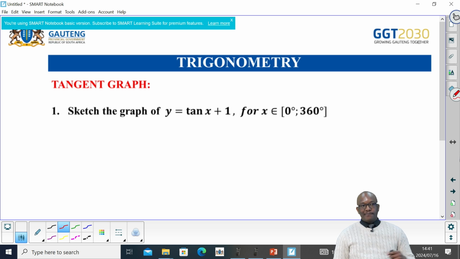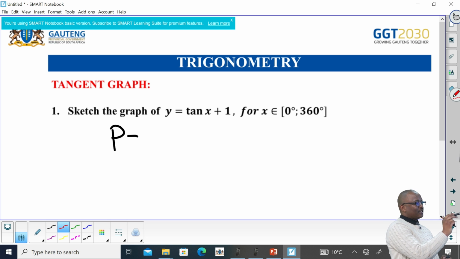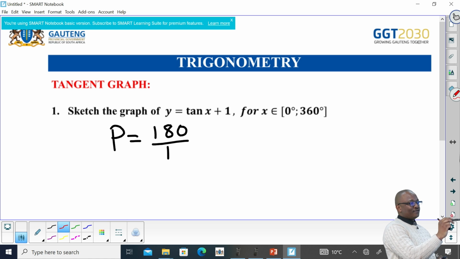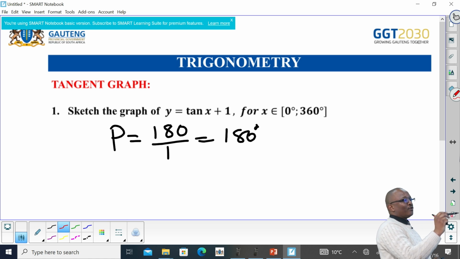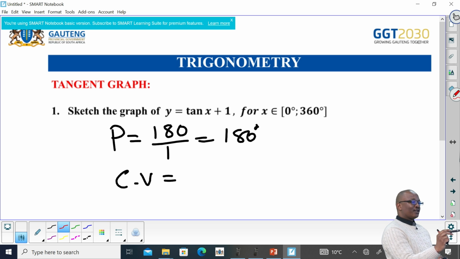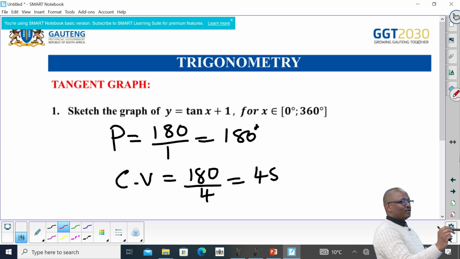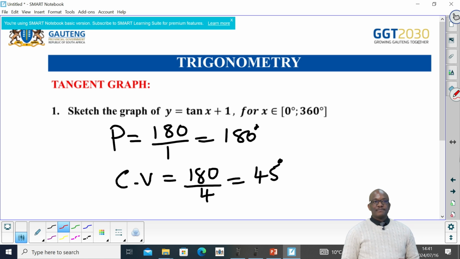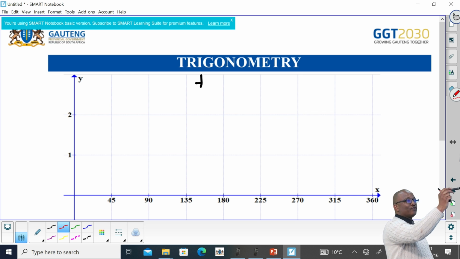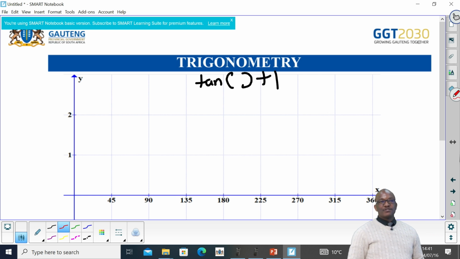Now looking at the graph of tangent. Remember, tangent, for you to get your period is 180 divided by 1, which is going to be 180. And when you get your critical values, you're going to say your period divided by 4, which is going to be 45 degrees. So that's where you are starting. Then now, in your calculator, you know very well that you're going to have tan of x plus 1. That's what you will get.